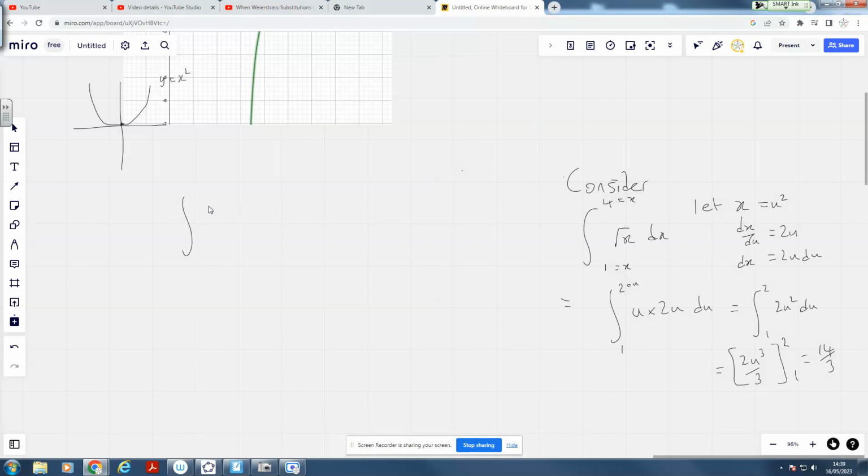I would have had exactly the same, but it would have gone minus 2 to minus 1 here, and I would have had 2u squared du, and I would have ended up with essentially the negative of the answer, yeah? 2u cubed over 3 between minus 2 and minus 1. And so I would have ended up with minus 16 over 3 plus 2 over 3, which is minus 14 over 3. Now, why did it go wrong?